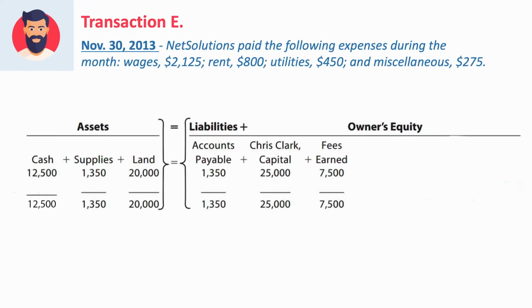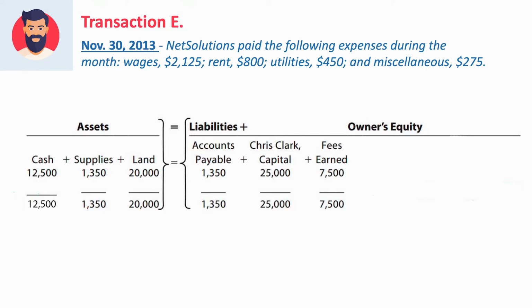Transaction E. November 30. Net Solutions paid the following expenses during the month. Wages $2,125. Rent $800. Utilities $450 and miscellaneous $275. During the month, Net Solutions spent cash or used up other assets in earning revenue.